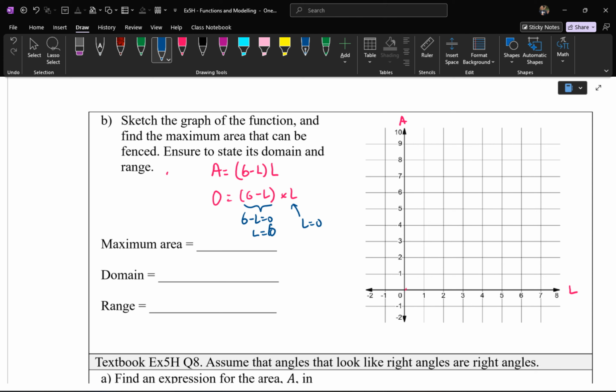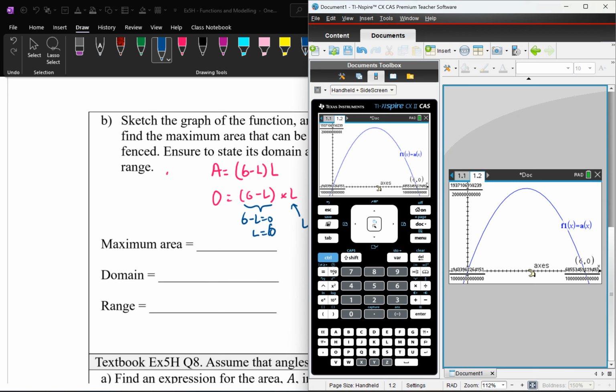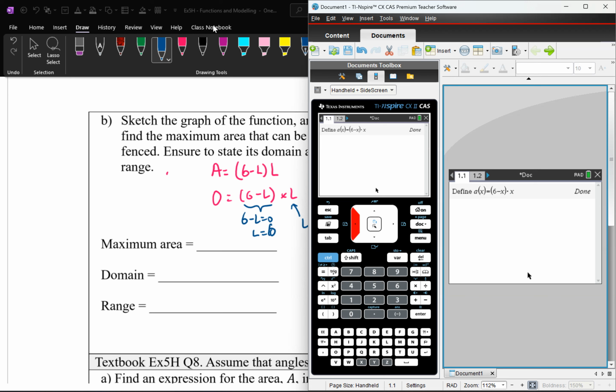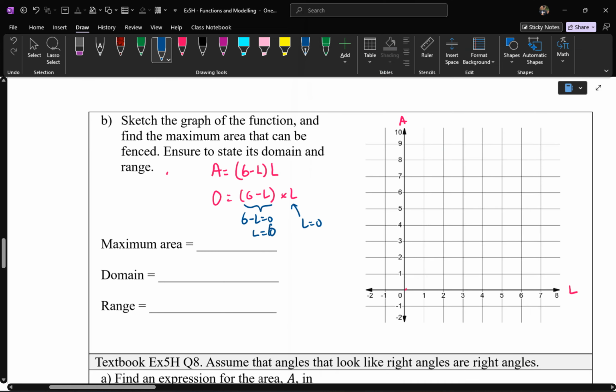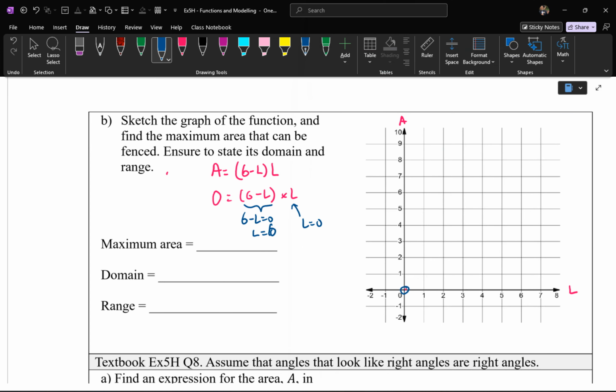So you can do it algebraically, you could do it graphically, or on your CAS, you could have done it as well. You could have done menu 3, 1, solve, A of X equals 0, because that's when Y equals 0. Solve for X, and you get 0 and 6. This is your CAS work from last term. That was a typical SAC question. Okay? So there we go. We now know it's 0 and 6.